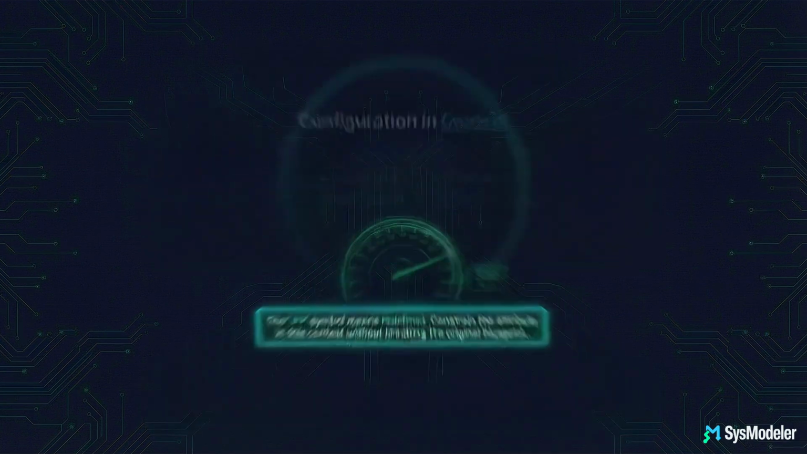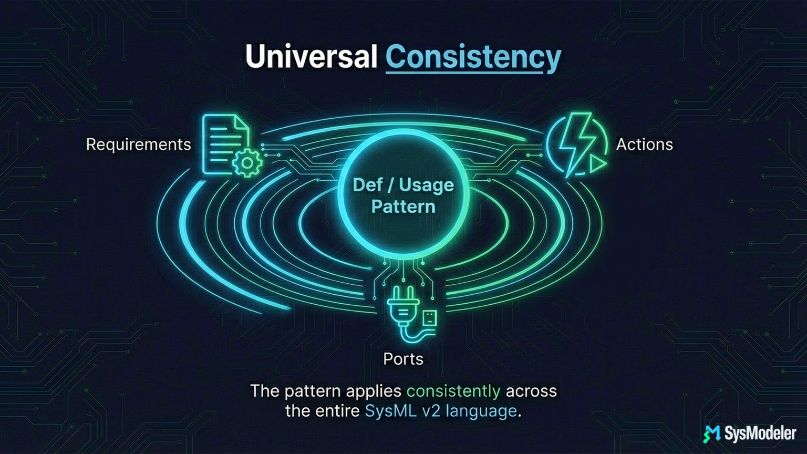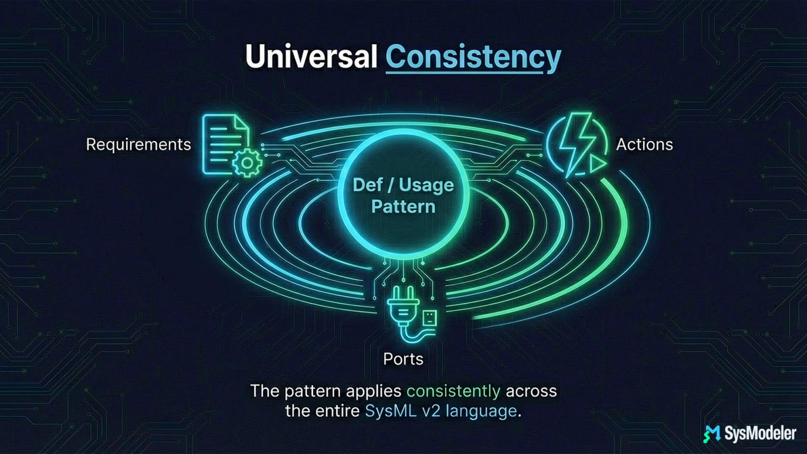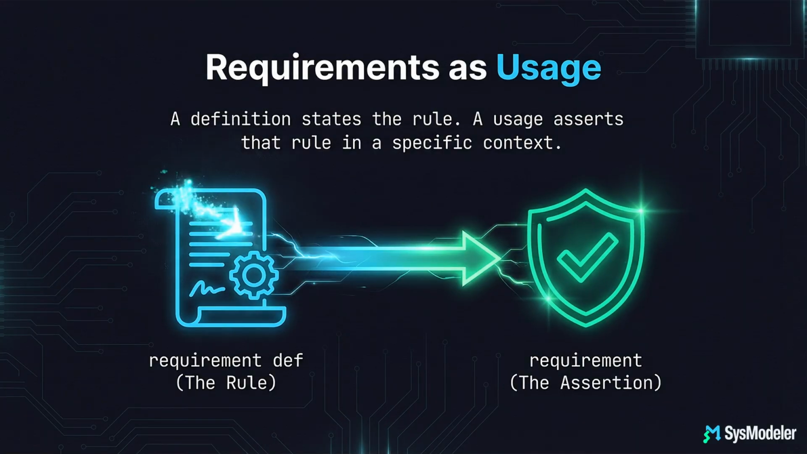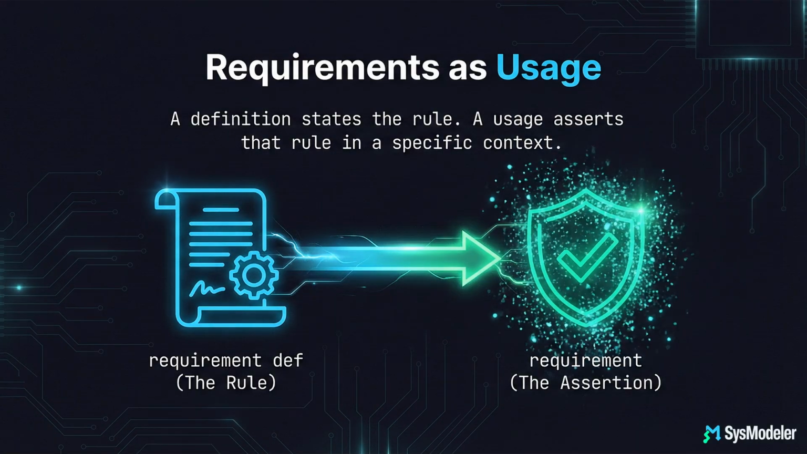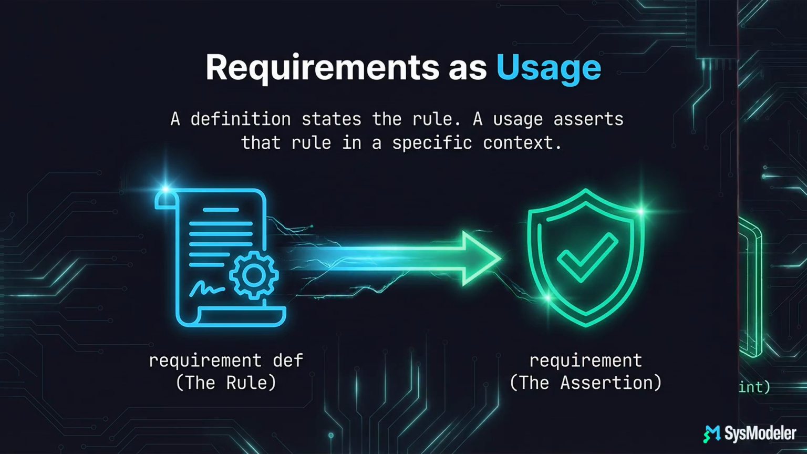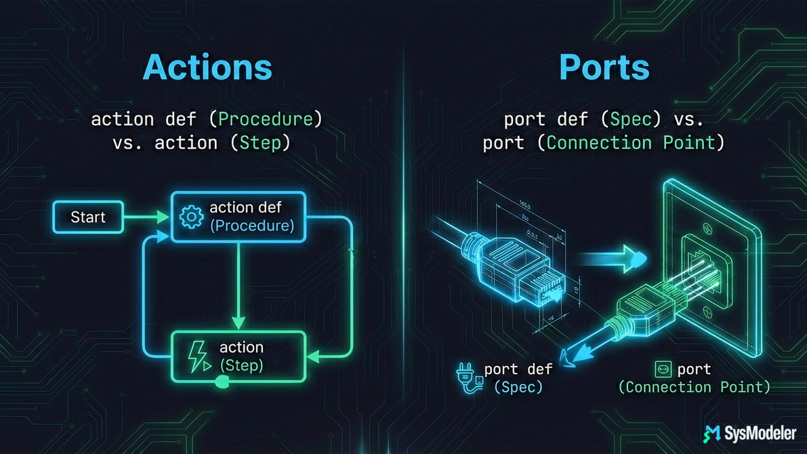One last important idea before we wrap up. This definition and usage pattern isn't limited to physical parts. SysML v2 applies the same structure consistently across the language. Once you understand how part def and part work, you already understand how requirements, actions, and ports are modeled. For example, a requirement def defines the rule, while a requirement represents the assertion or application of that rule to a specific system context. The same definition versus usage pattern applies to actions and ports as well. This consistency is one of the biggest design improvements in SysML v2.